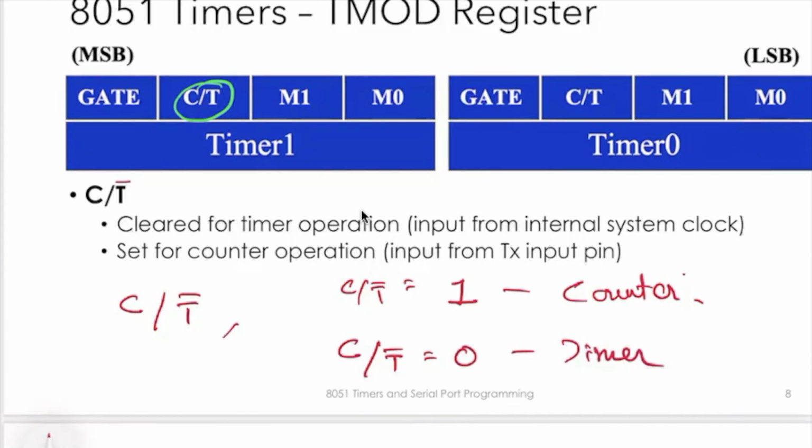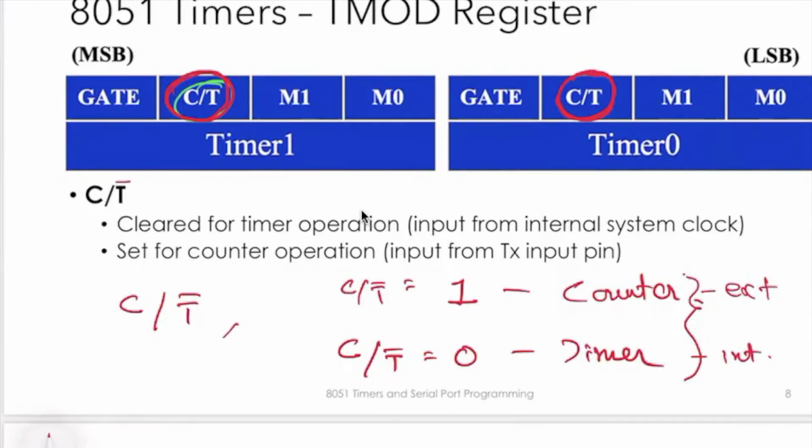So what's the difference between counter and timer? The counter counts the external pulses. I told you in the first slide. And the timer counts the internal pulses. So this is the only difference. So counter slash timer. Whether it is counting external pulses or internal pulses is determined by the value in this bit position CT.